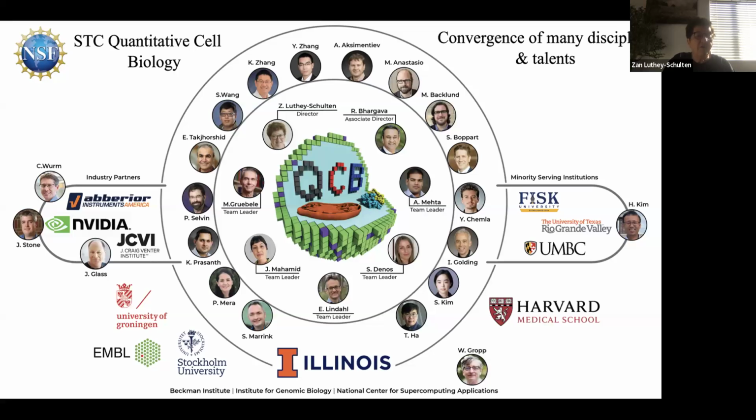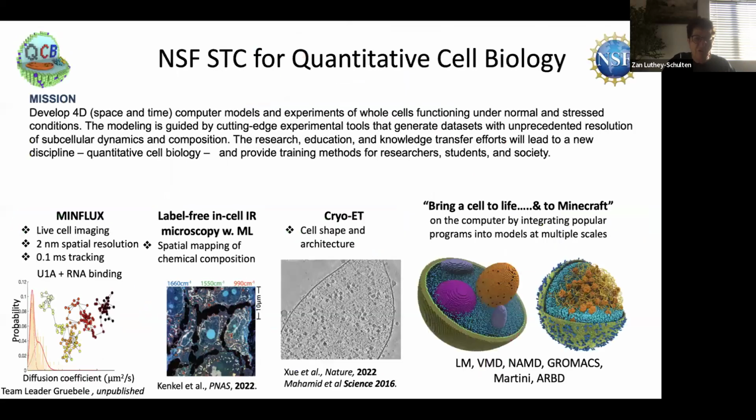Our industry partners, like Abberior, who make this MINFLUX microscope, are very important. NVIDIA, so it's not only John Stone, but other programmers from NVIDIA are helping us. And then we have the head of NCSA, Bill Gropp, and the rest of the colleagues are from about 7 different departments, some local and some international. And this gives us really a broad range of talents to help us address these issues.